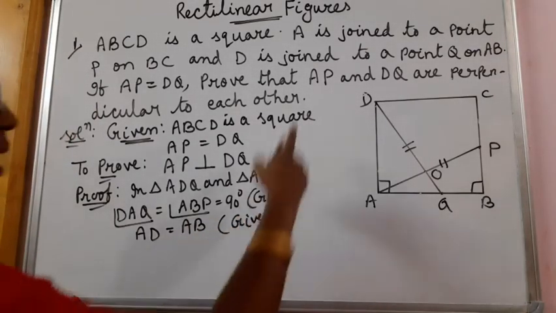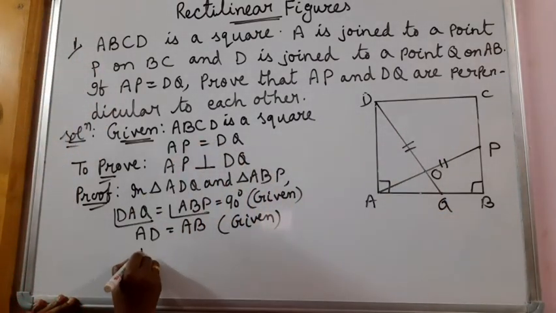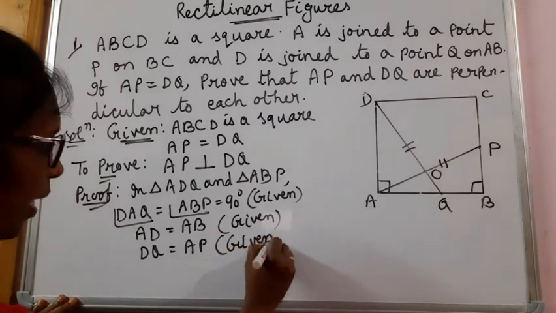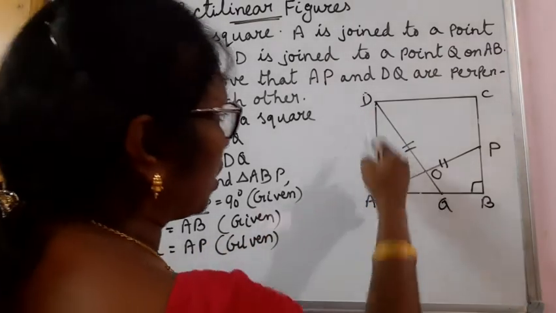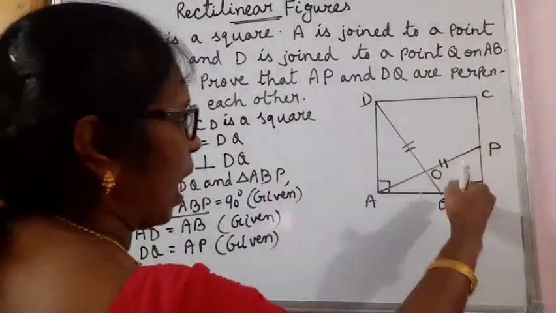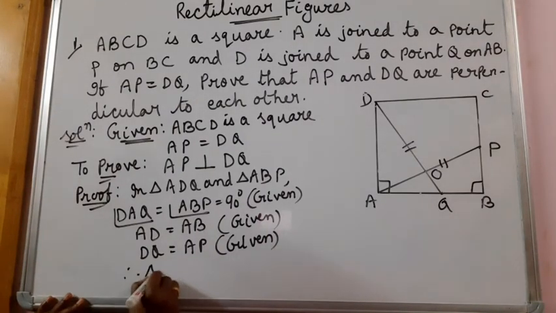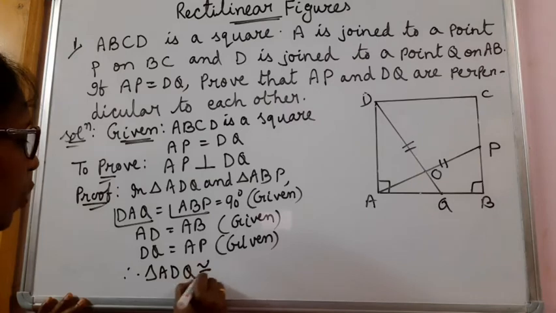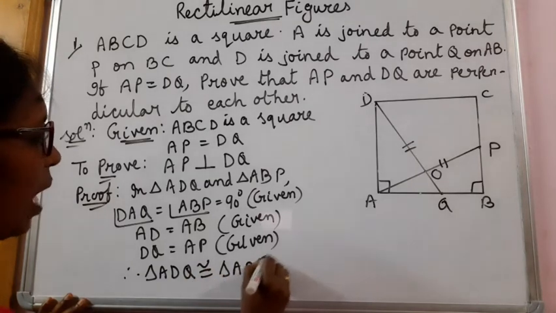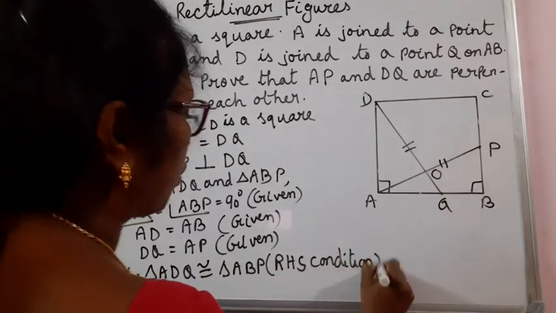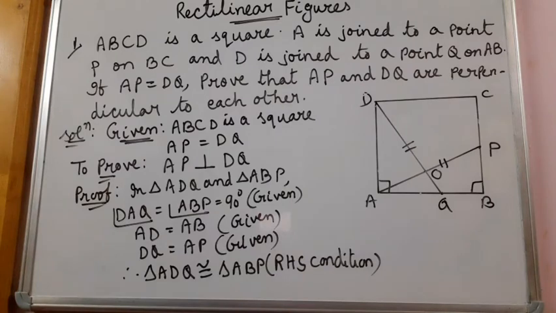And also it is given that DQ is equal to AP. That means in both the triangles, right angle, hypotenuse and one side are equal. So triangle ADQ is congruent to triangle ABP under RHS condition. You know that if two triangles are congruent, by CPCTC the remaining parts will be equal.